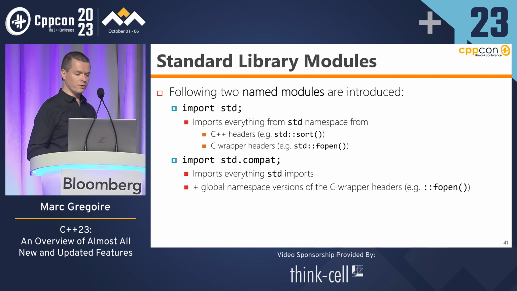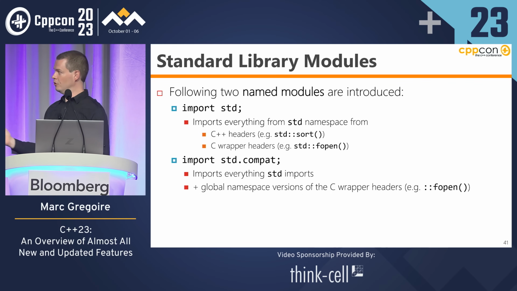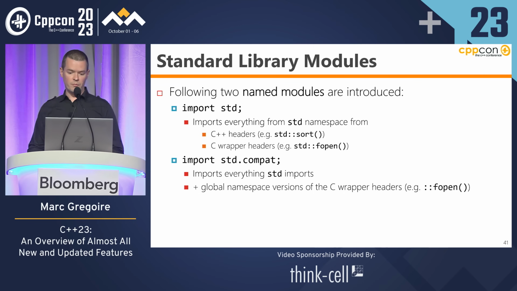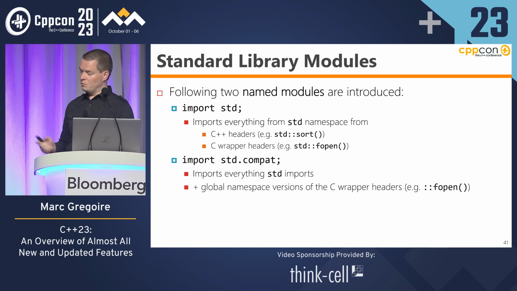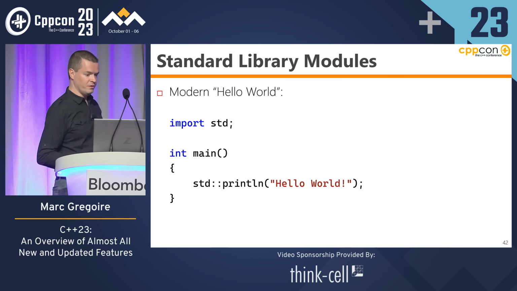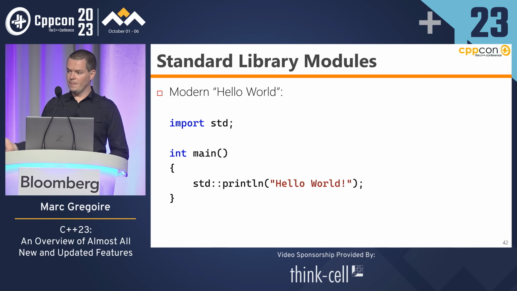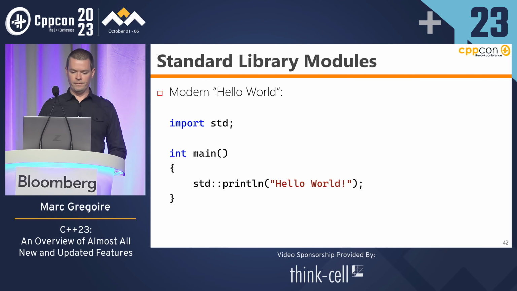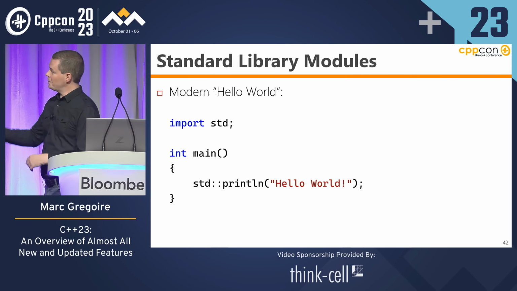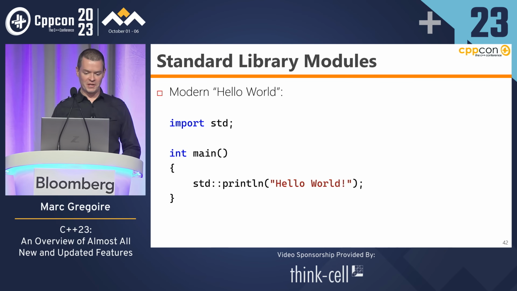There is a second named module called std.compat, which imports the same thing as std, but it also makes everything from C available in the global namespace. So I discourage using this one. It's better to use import std. So this, combined with the print and the println that I explained before, I think this is now the new modern way of writing hello world in C++. You simply do import std, and you use println to print your string. So with C++23, we changed half of the lines of our hello world program, but I think it's much more clear what is happening here.